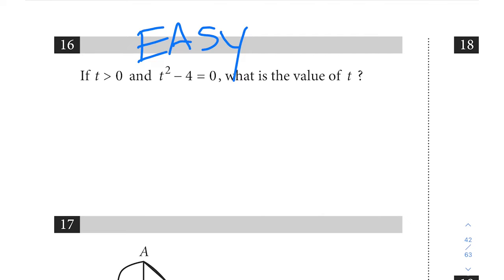Here it says if t is greater than 0 and t squared minus 4 equals 0, what is the value of t? And a lot of times these restrictions on the value that you could get for an answer are sometimes intimidating at first glance. So a lot of times people see something like this and hesitate and say, well, I don't really know what that means. And that's where it's really helpful to understand what difficulty level you should anticipate for a question.